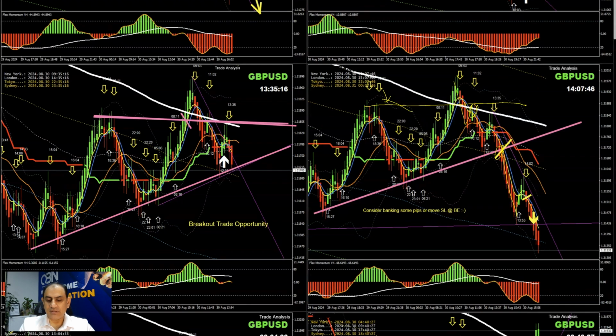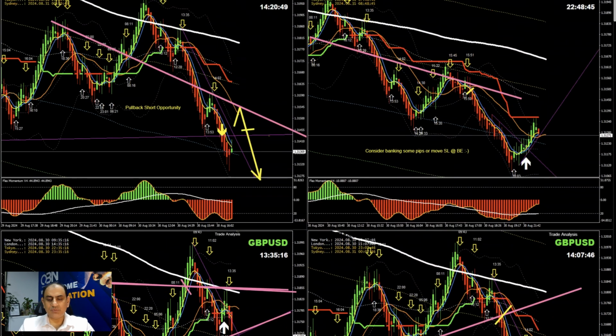Price nicely came back and hit this level. Beautiful pullback short trade, an amazing short trade based on this analysis. Structure breakout, amazing trade, and we explain all the price action in detail and help our traders to bank some profit. And then afterwards, this is the last trade of the weekend, the last trade of the month.